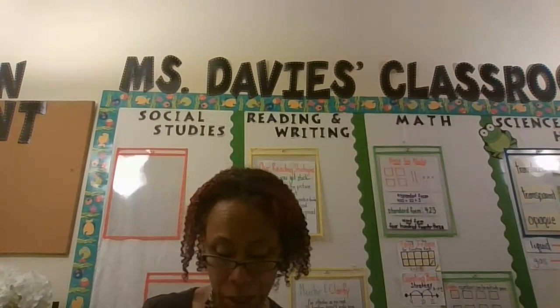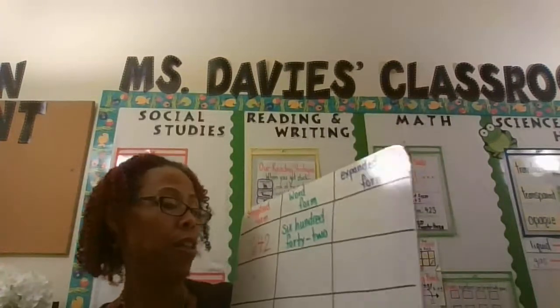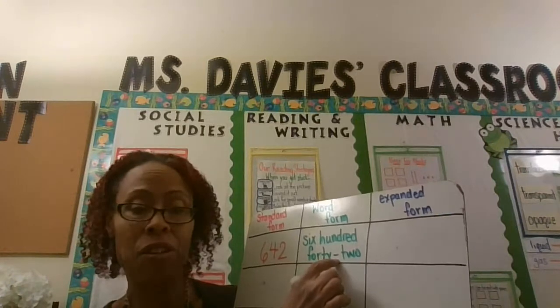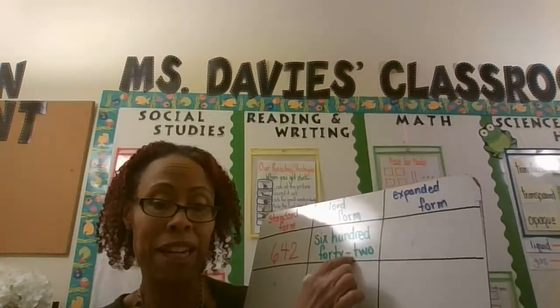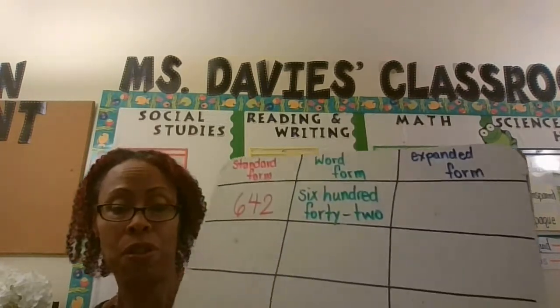And next we have the word form. So what does it look like in words? Now 4 is spelled F-O-U-R, but 40, you take the U out. When you look at this word form, you see this dash, this line, which is called a hyphen. So 40 hyphen 2.